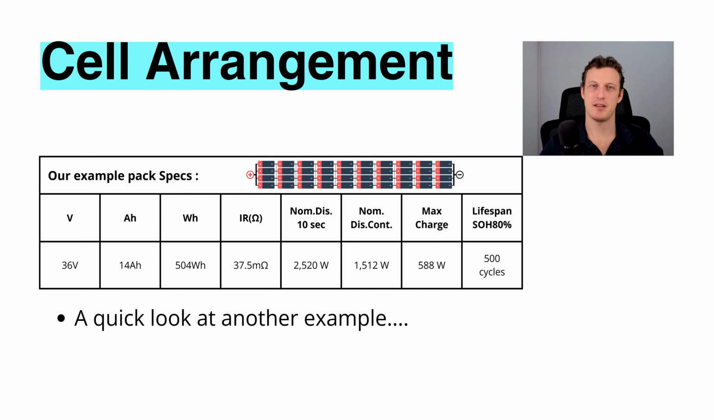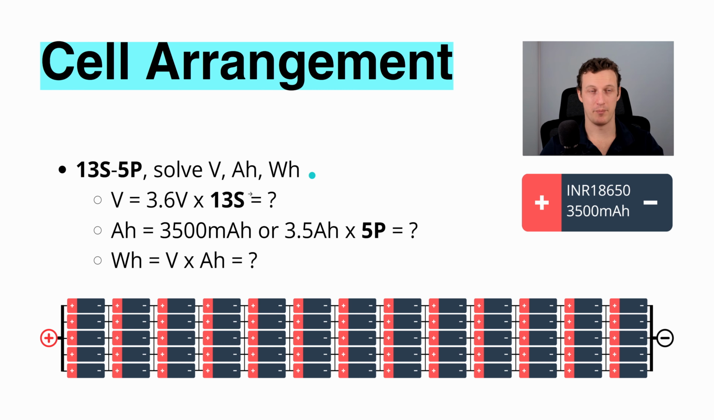So going back to that original problem to solve for all of the battery specs, we have everything here in a nice table. And we're just going to quickly look at another example, but we're just going to do one calculation set this time. So this is a 13S5P pack. So the voltage of the pack is 3.6 times 13 groups instead of 10. And the amp hours, it's 3,500 milliamp hours, or 3.5 amp hours per cell, times 1, 2, 3, 4, 5 in a parallel group. And our watt hours will be pack voltage times amp hours.